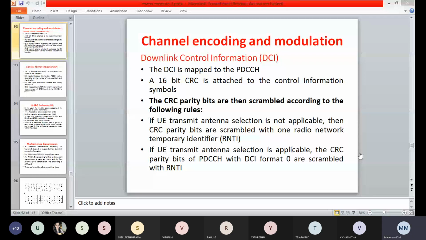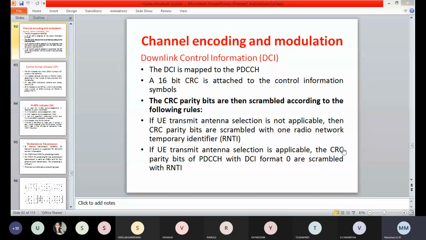For frame structure type 2, the PDCCH can also be mapped to the first two OFDMA symbols of the DwPTS field, while the third OFDMA symbol is for the primary synchronization signal.